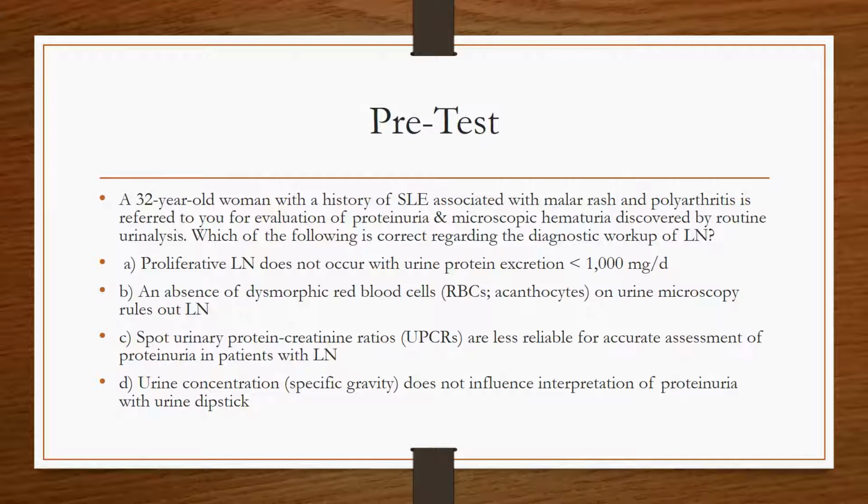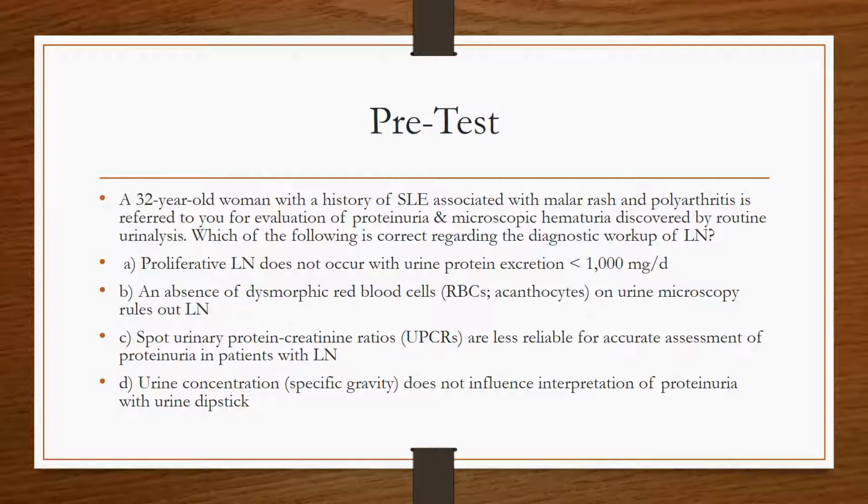Spot urine protein creatinine ratio is less reliable for accurate assessment of proteinuria in patients with lupus nephritis. That's probably the correct option. It is not as good or gold standard as 24-hour urinary protein excretion, especially in cases of lupus. It has been recommended that at least for the initial evaluation, you should use 24-hour urinary collection. But then in terms of following up an individual patient, you could use the ratio.